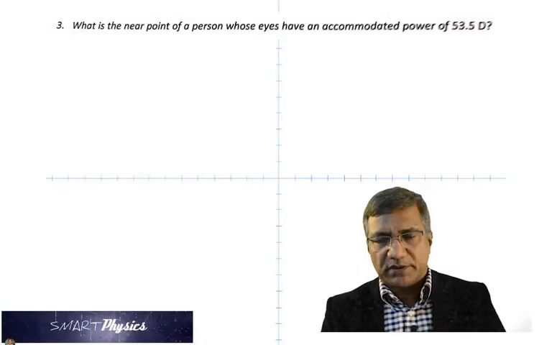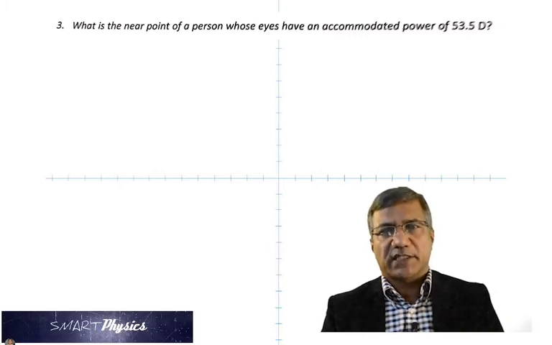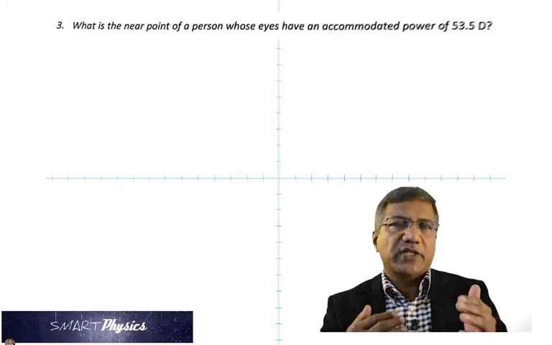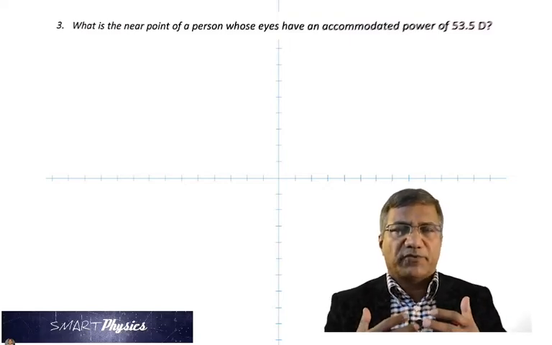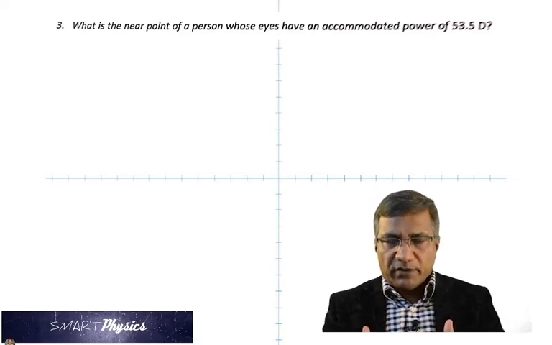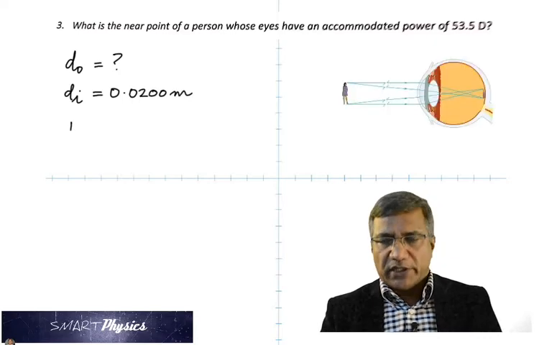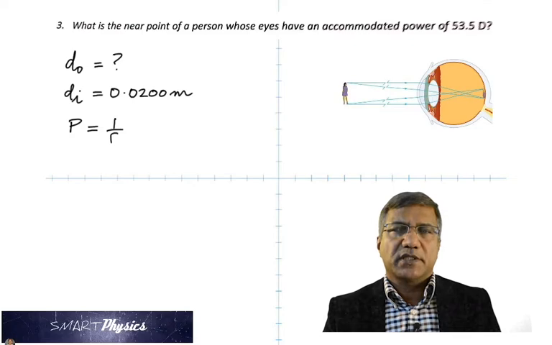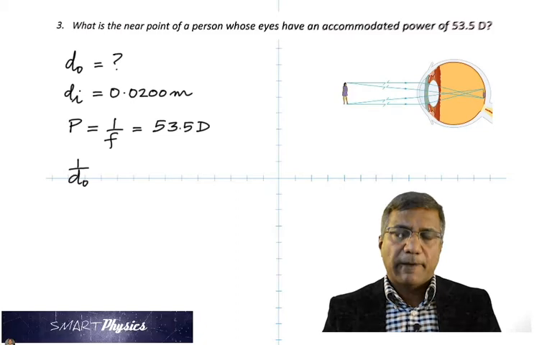Near point of a person whose eyes have an accommodated power of 53.5 diopter. Now this is exactly similar to the last problem, except that now the eye is accommodated. That means it's trying to view something that's really close up front, and that's why we are finding the near point. Okay, and the problem is the same. We're trying to look for DO. We know DI is 2 centimeters, and the power is given. It's the reciprocal of the focal length. It's given as 53.5 diopter.